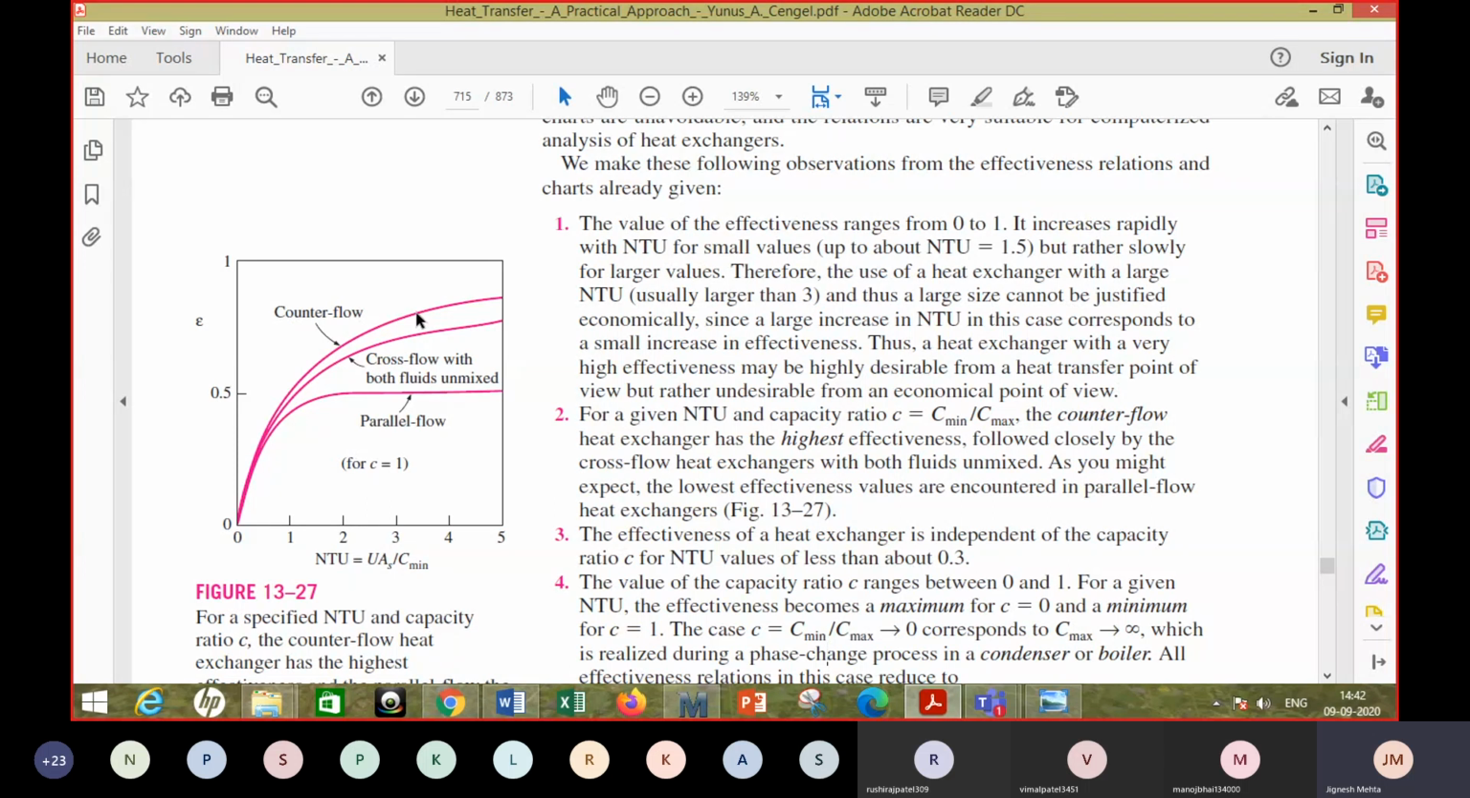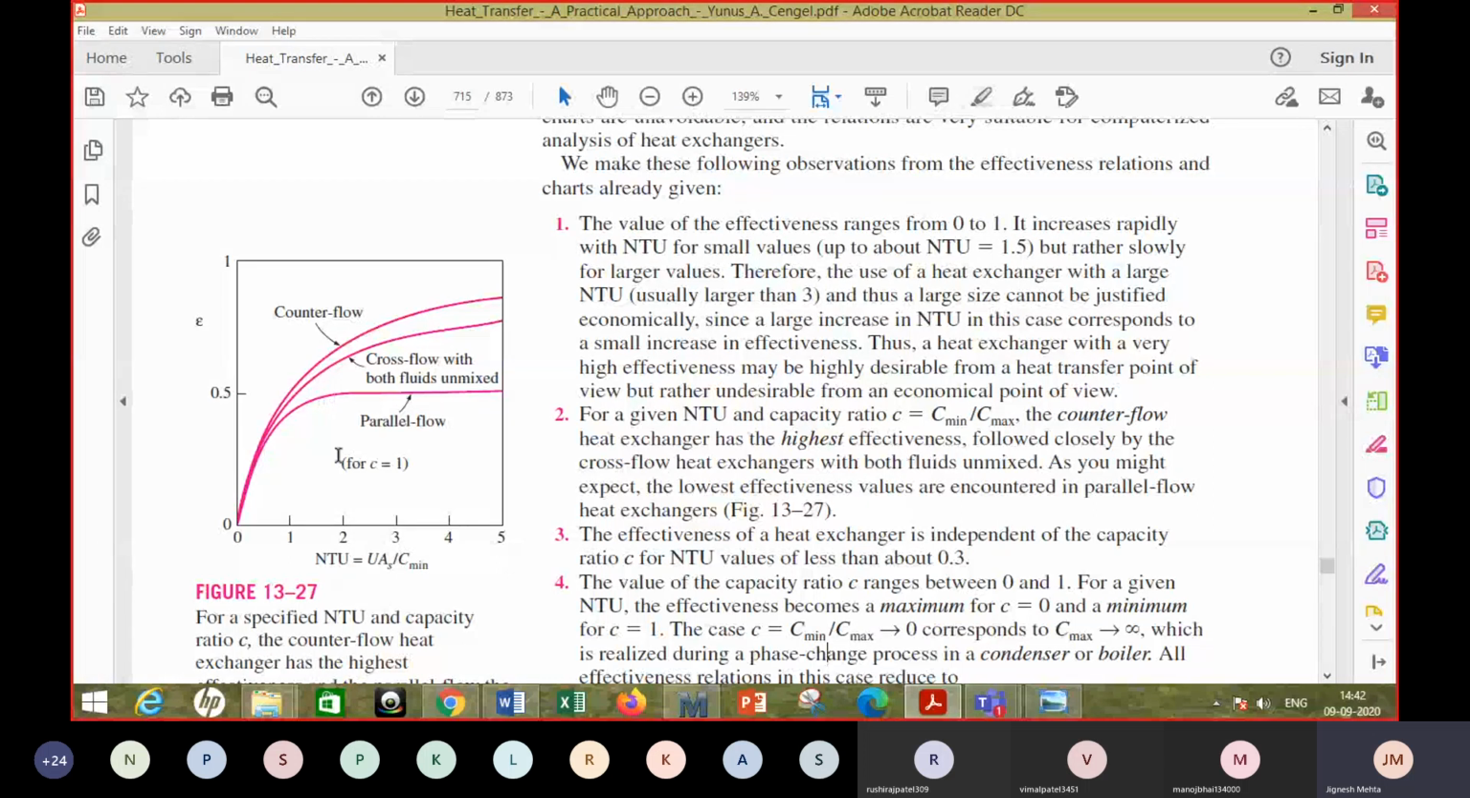Second, for a given NTU and capacity ratio, that is CR equal to C minimum upon C maximum, the counterflow heat exchanger has the highest effectiveness, followed closely by the cross flow heat exchangers with both fluids unmixed, as you might expect. The lowest effectiveness values are encountered in parallel flow heat exchangers. Okay, so this can be clearly seen from the graphs shown here.